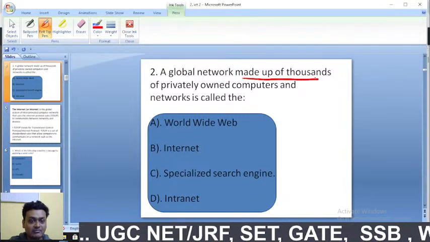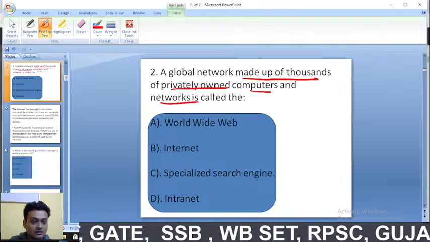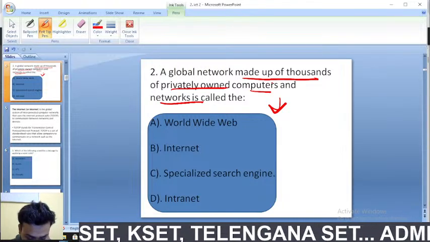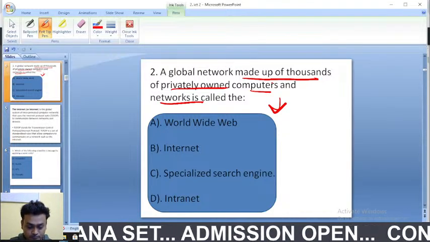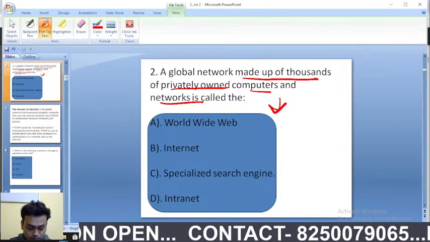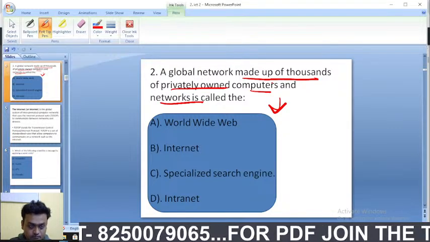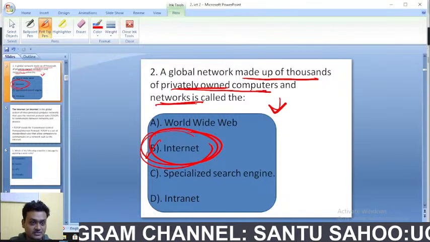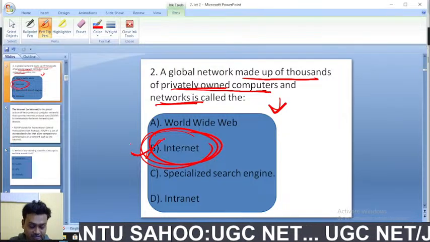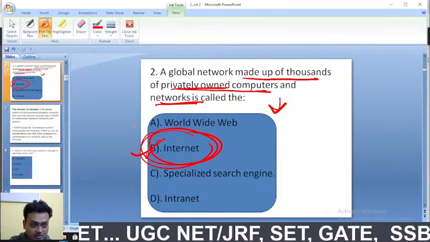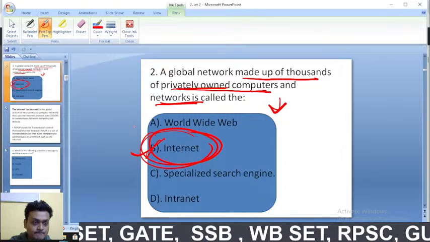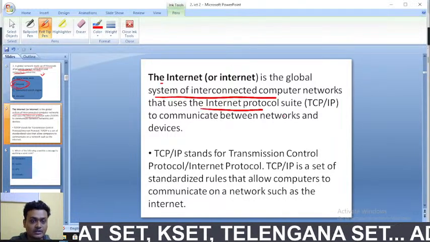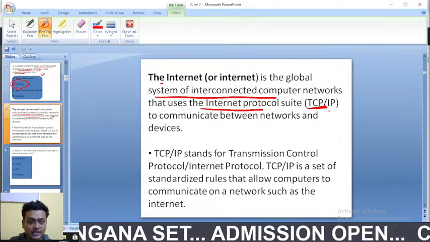A global network made up of thousands of privately owned computers and networks is called as, exactly, it's internet. It is internet. Exactly, Nipa. Everybody, it's not World Wide Web. Internet. Internet is the global system of interconnected computer networks that uses the Internet Protocol, that is TCP. What is the full form of TCP? Transmission Control Protocol, IP, Internet Protocol.